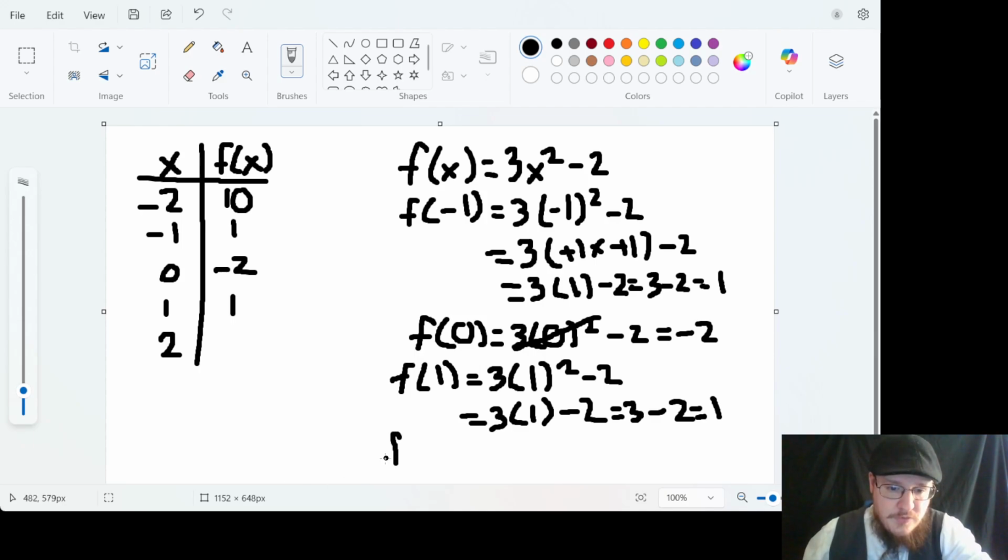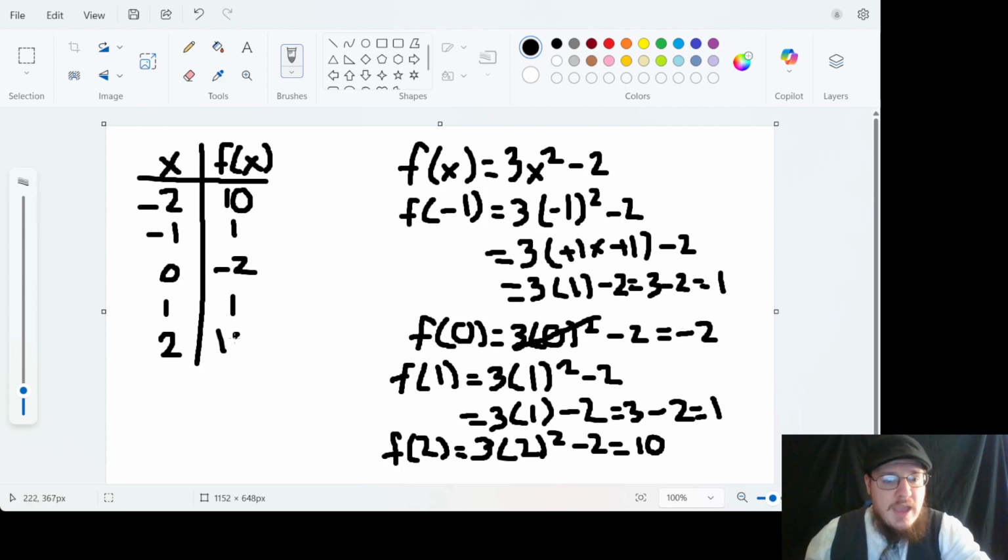So for f of positive 2, we plug in 3 times 2 squared minus 2. This turned into the same function that we had back here. So this whole thing, bam. In actuality, we only had to solve 3 values of x because then we can just match it to the other side.